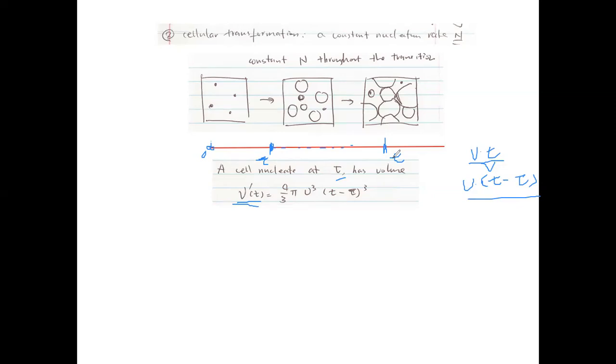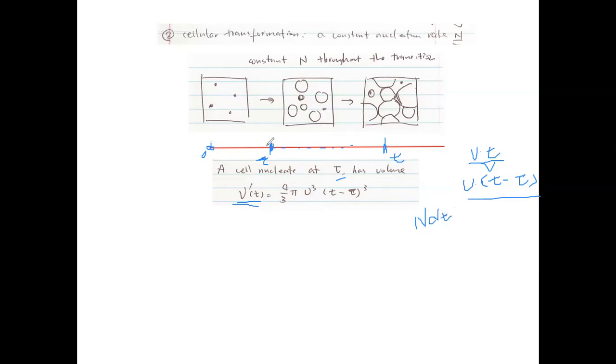Now, if this is clear, this is only for the particles that form at tau. But what we need to do is consider all the particles formed at different tau. My tau can equal 0 and go all the way to t. So I need to sum over the volume of all these particles, and that's going to give me the total volume of the system. Now, how could we do that? We know the nucleation rate. We know that during time dt, this number of particles is going to form. So we have this information.